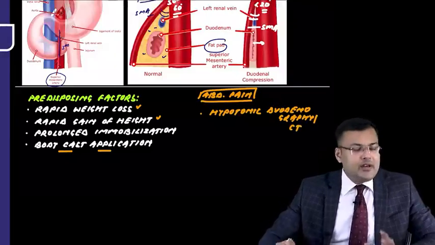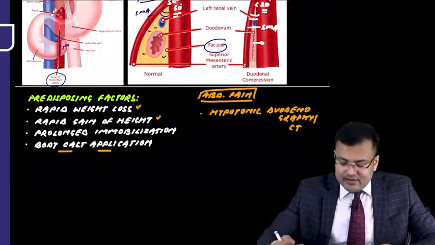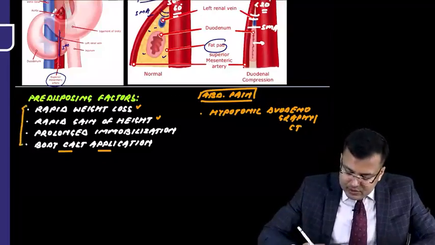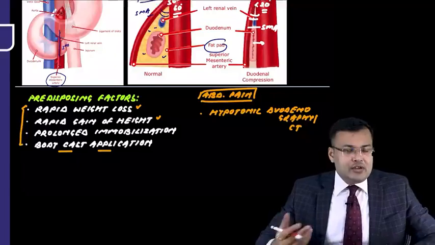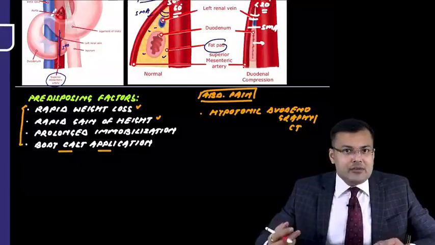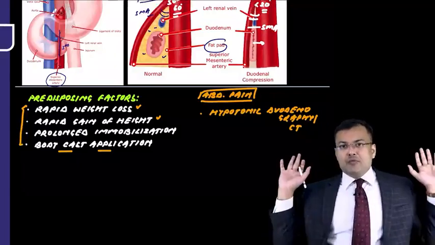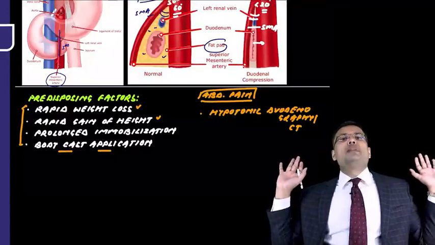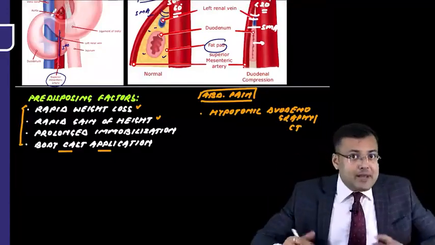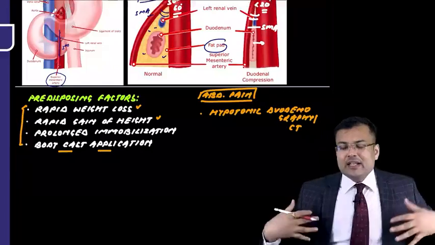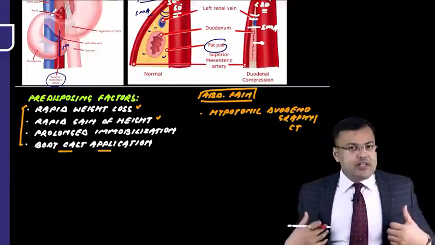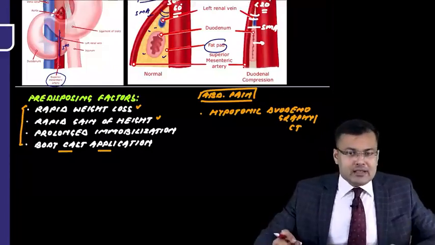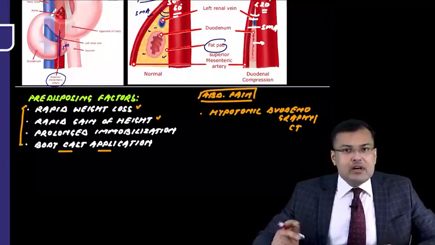Now, how to manage? Majority of patients will be managed conservatively. Whatever the predisposing factor is, you have to treat it. If there is rapid weight loss, we encourage the patient to gain weight. If the patient is immobilized in one particular posture, like supine position, we ask the patient to lie prone after meals. If there is a cast application on the body, we ask the patient to remove the cast. Even after conservative management, if there is no improvement, there are two kinds of treatment.